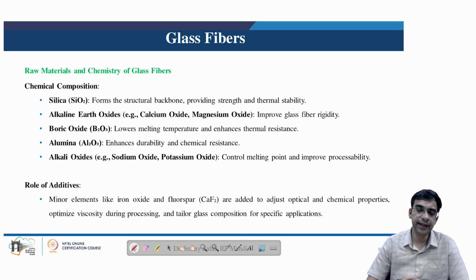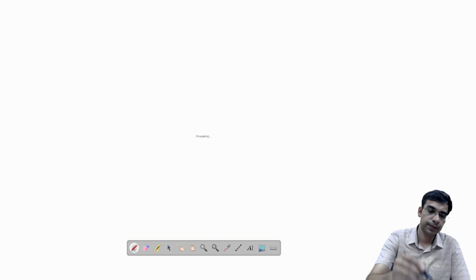Along with them, some alkali oxides like sodium oxide or potassium oxide may also be added to control the melting point and improve processability of the glass fibers. Other than these chemicals, some additives may also occasionally be added in manufacturing glass fibers. These additives may include minor compounds like iron oxide or feldspar, which are sometimes added to adjust the optical and chemical properties, and also to optimize viscosity during processing, tailoring the glass composition for specific applications.